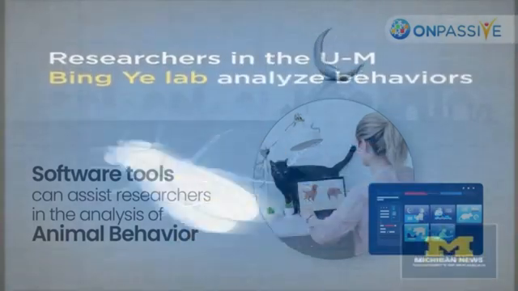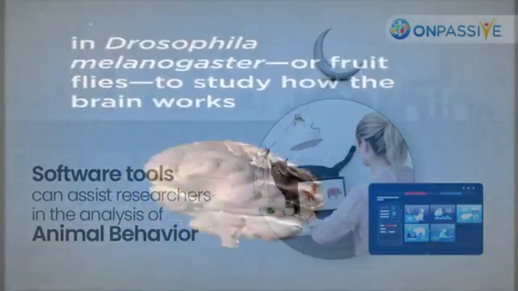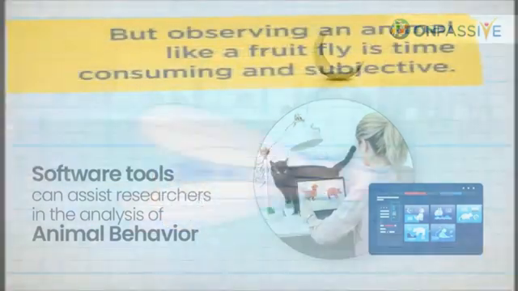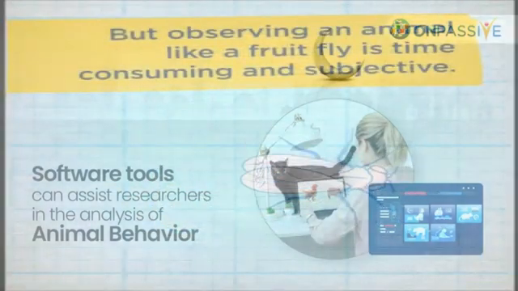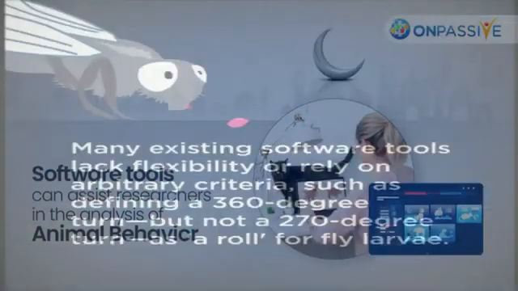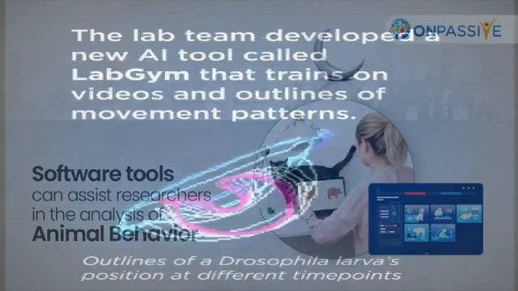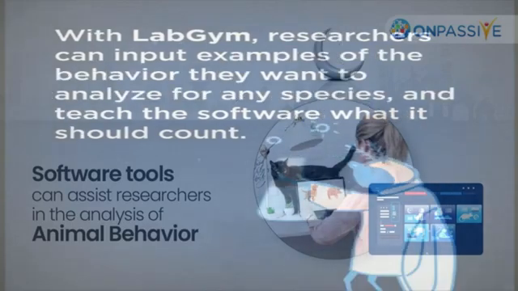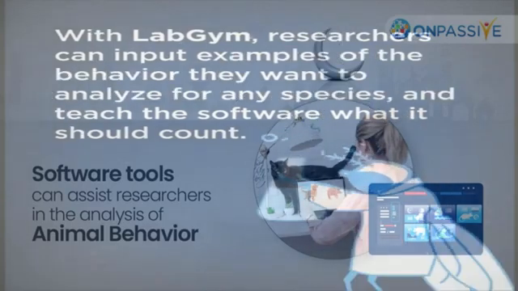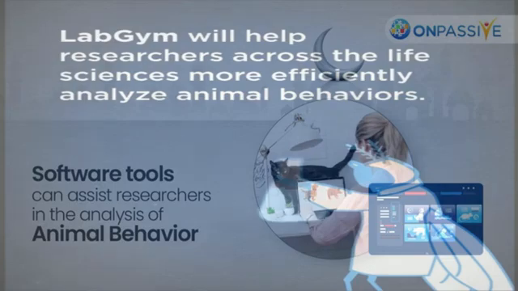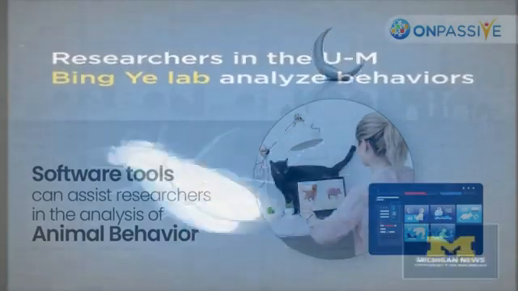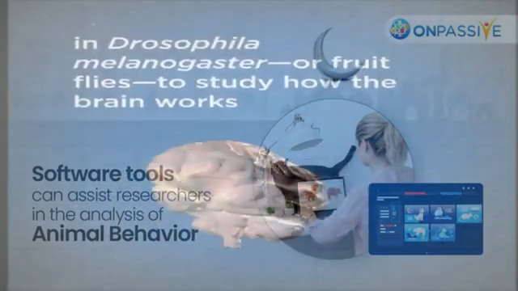To address these issues, Hu and his colleagues decided to create a new program that more closely mimics the human cognitive process, that thinks more as a scientist would, while still being more user-friendly for biologists who may lack coding knowledge. Researchers can use LabGym to input examples of the behavior they want to evaluate and teach the software what to count. Deep learning is then used by the computer to improve its capacity to recognize and quantify the behavior.